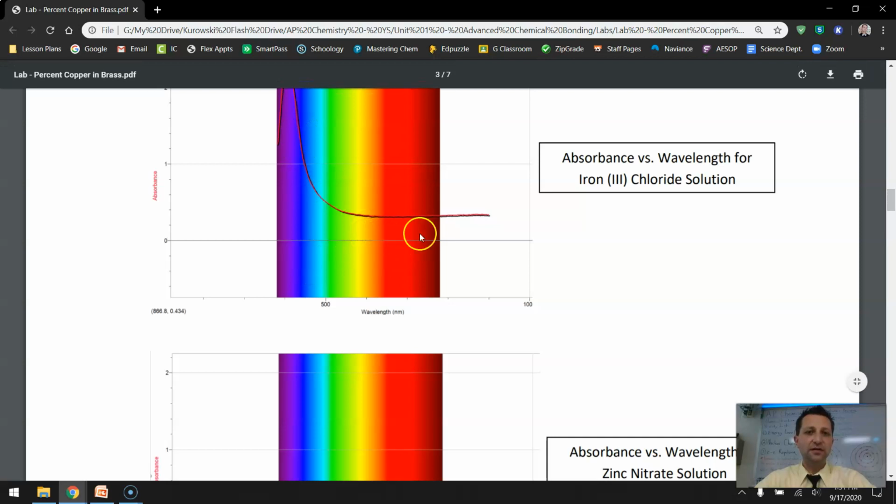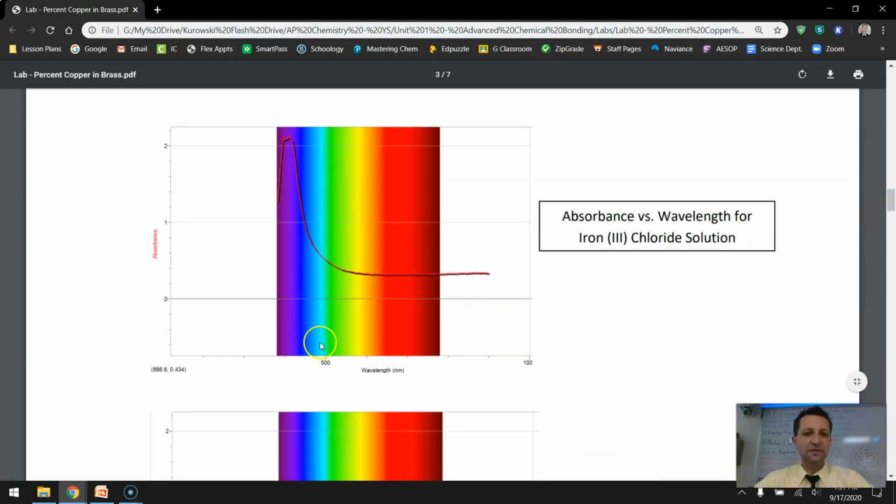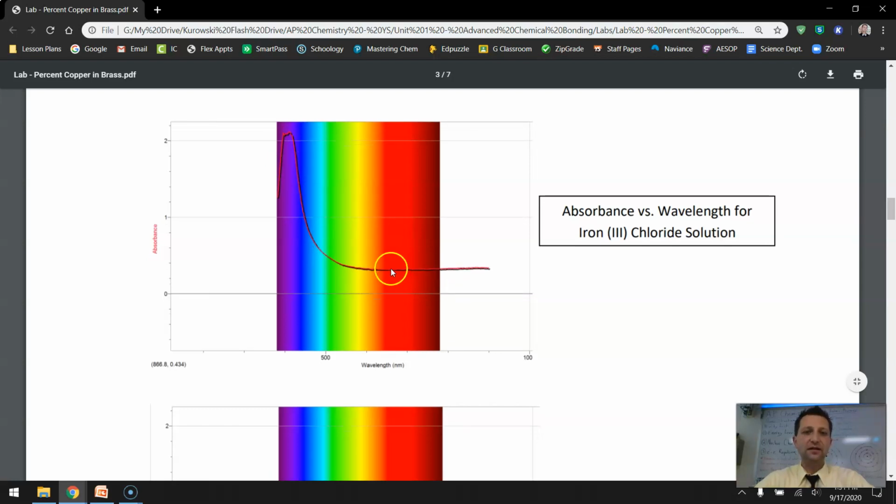This shows up better here because it's in color. Your lab paper is in black and white. The max absorbance is at like 430-ish nanometers in terms of your wavelength. And then it really tails off here, and it's a very low absorbance later on in the spectrum.